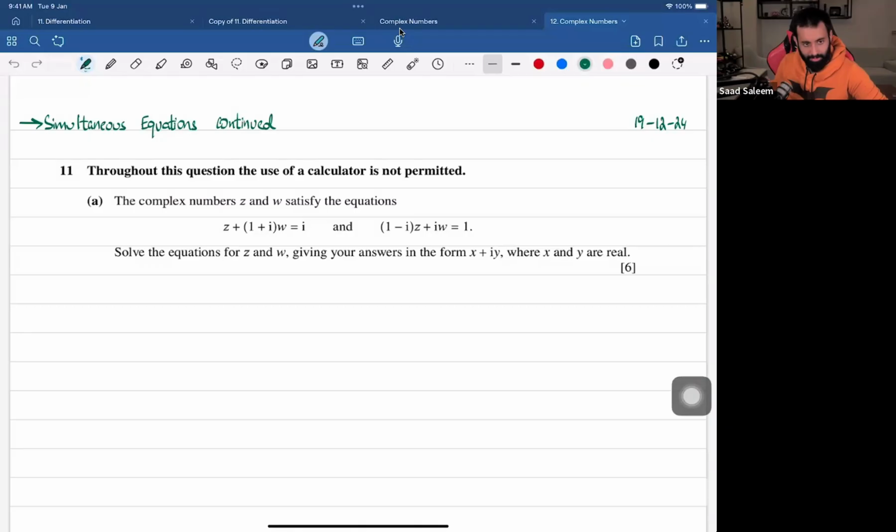So the complex numbers z and w satisfy the equations z plus (1 plus iota) times w is equal to iota, and (1 minus iota) times z plus iw is equal to 1. So how do we do this?